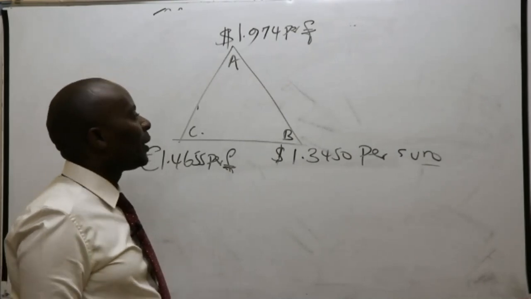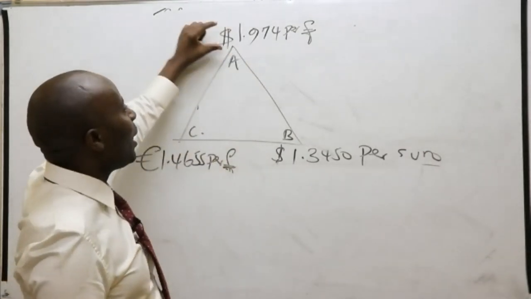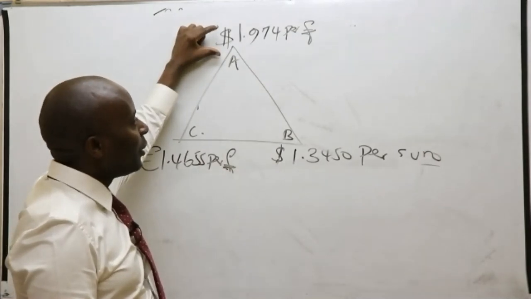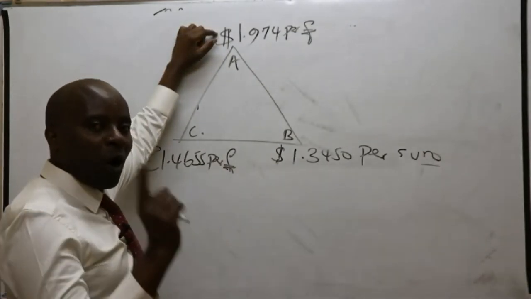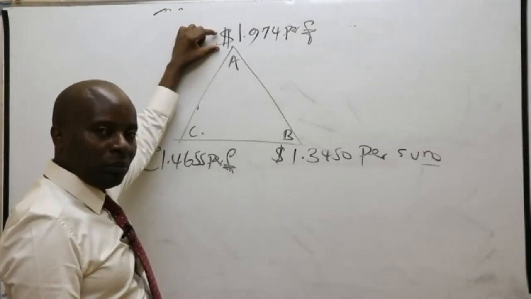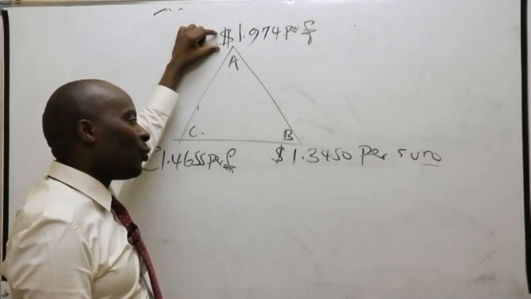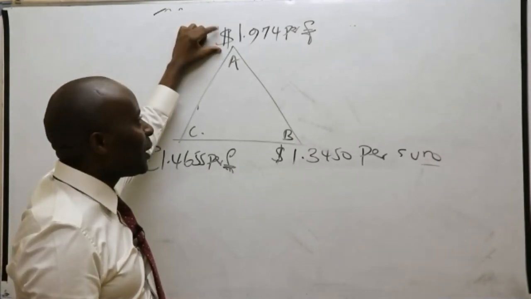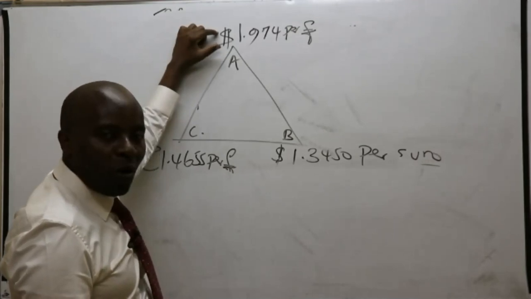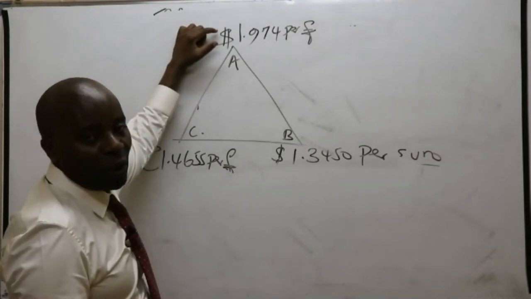Now, ladies and gentlemen, I want you to understand us very well. You can see here, you need $1.974 to procure £1. To procure £1, you need more. To procure 1 euro, you need, of course, it's quite expensive as well, but not as expensive as a pound. You need 1.345 per euro. Meaning that the euro is weaker than what here, the pound.